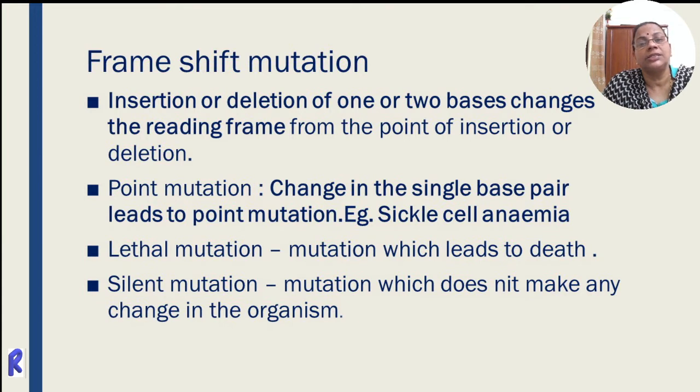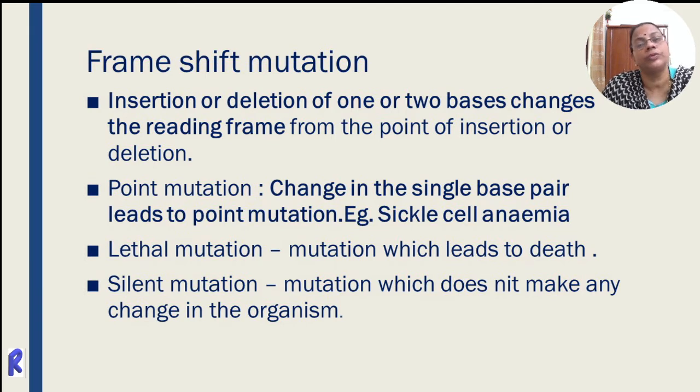It is the insertion or deletion of 1 or 2 bases that changes the reading frame of that particular protein in the translation machinery from the point of insertion or deletion, and it is called frame shift mutation. So it is the insertion of 1 or 2 bases in an mRNA. If 1 or 2 bases are added, the entire triplet nature will change because they read in a continuous manner. So first 3, then the next 3, in that way.